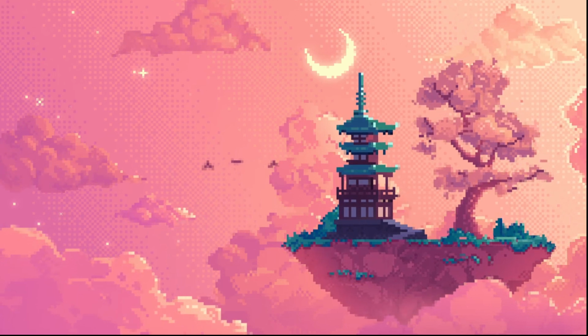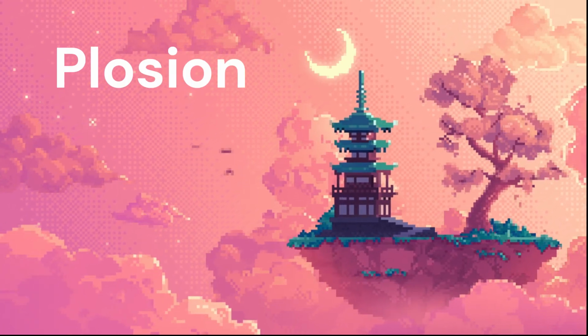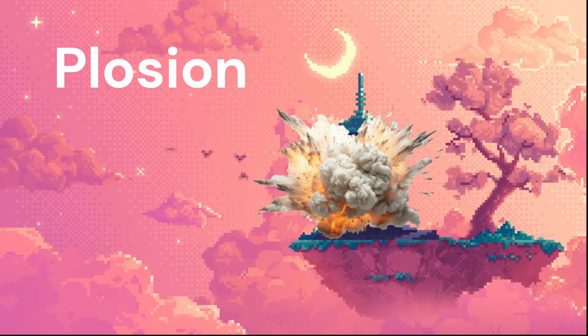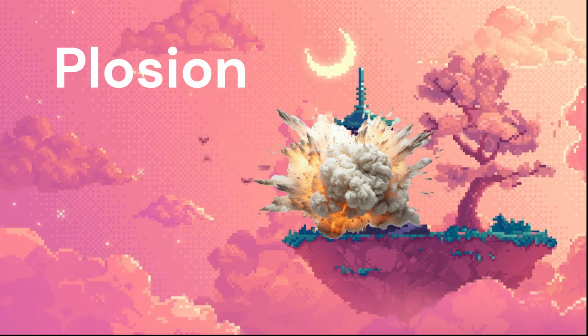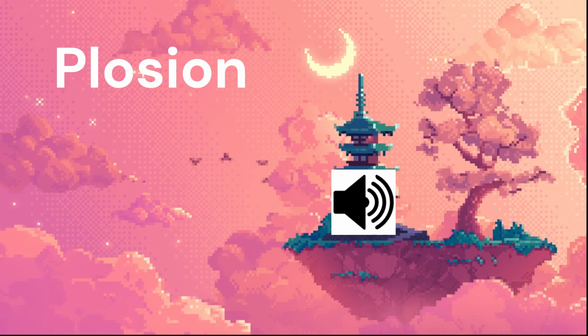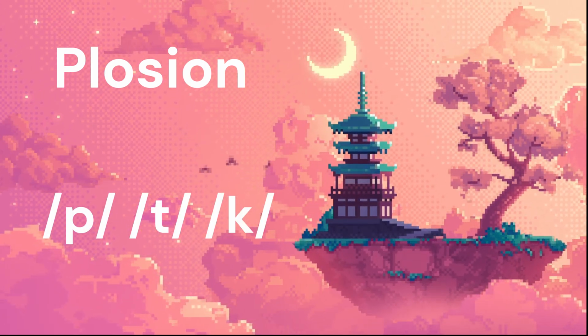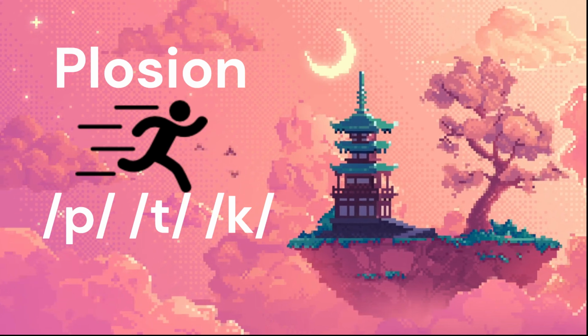And the last phonetic feature, plosive. As you can see, plosive is similar to explosion, which is related to the term. Plosive is the explosive sound that we make in letters like P, T, and K, sounds that are created by a fast release of air with pressure.